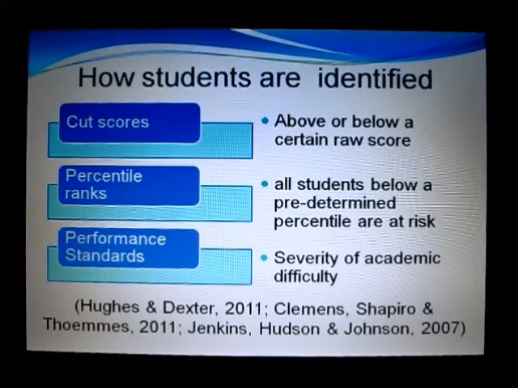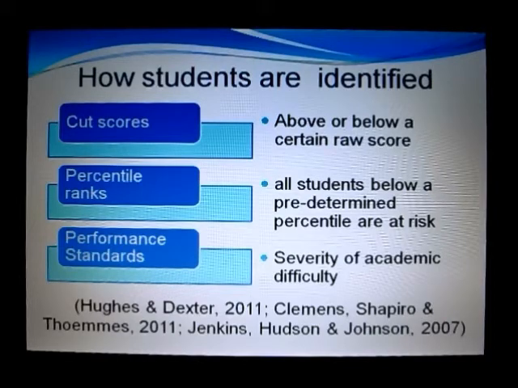Sometimes they use cut scores, which means at or below a certain raw score. If a student falls below this score, they're at risk. If they're above this score, they're not at risk. Percentile ranks is another way that we identify at-risk students. So all students below a predetermined percentile are determined to be at risk. So for example, if you look at our MAP assessments, you could say that all students that fall below the 25th percentile are deemed at risk for falling behind their peers or having a learning disability.